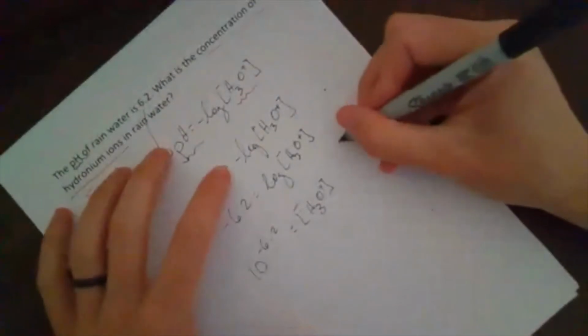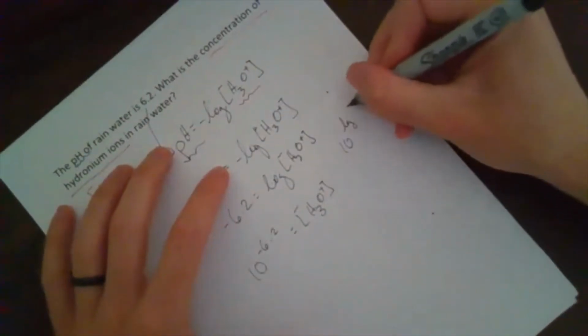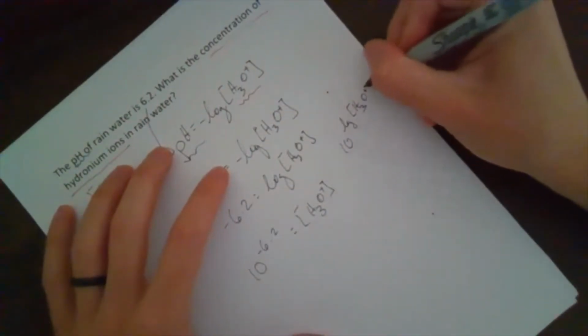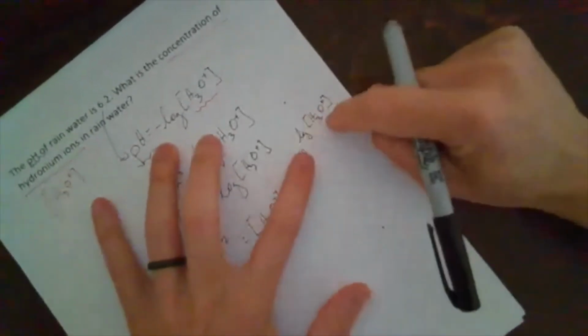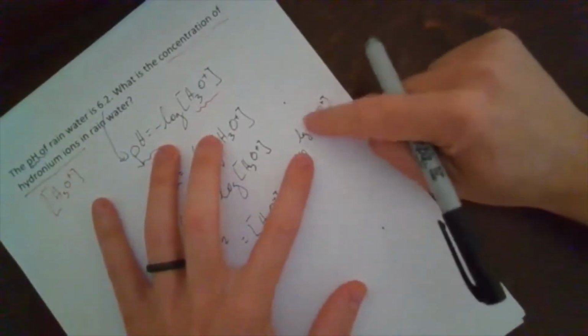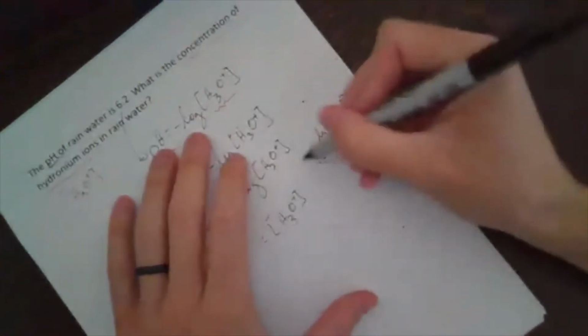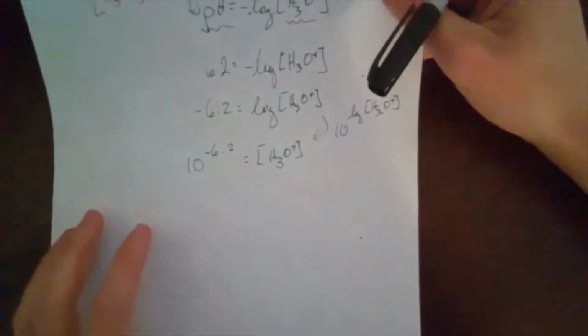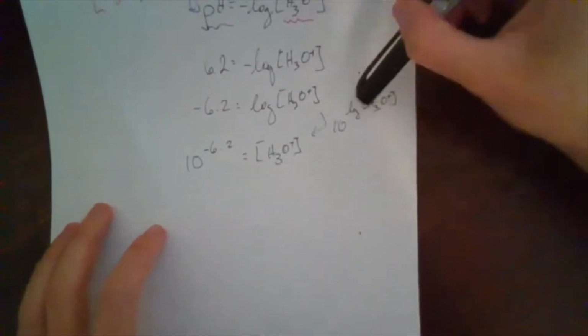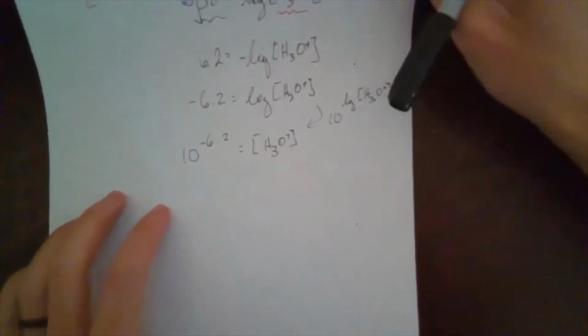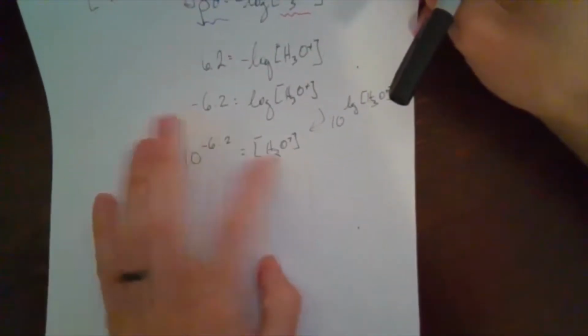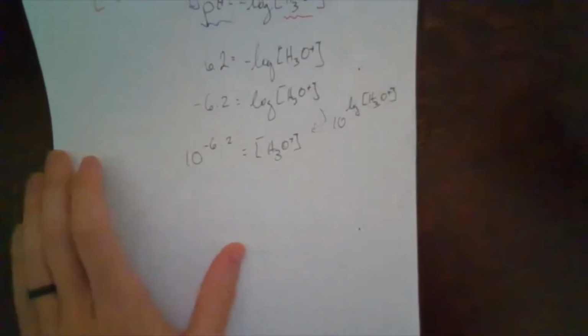Because really this is like you have 10 to the log of the concentration of hydronium. So log is asking, 10 to what power gives me hydronium. So you're basically taking 10 to that power, which gives you the concentration of hydronium, just straight up. And you use 10 because it's a base 10 log. So the concentration of hydronium is 10 to the negative 6.2.